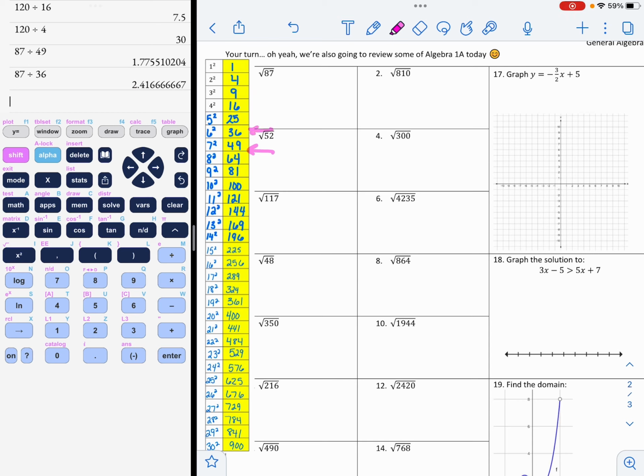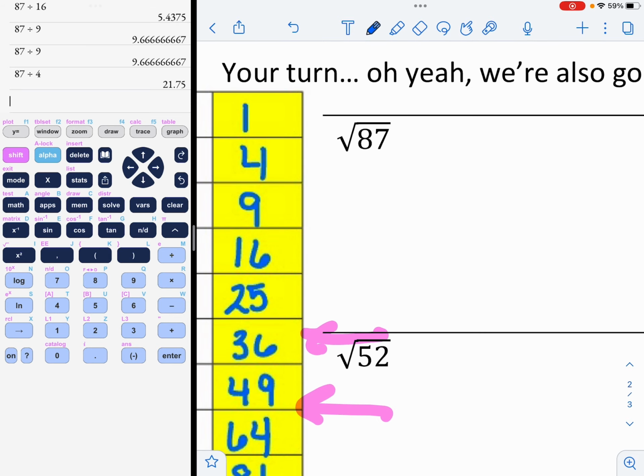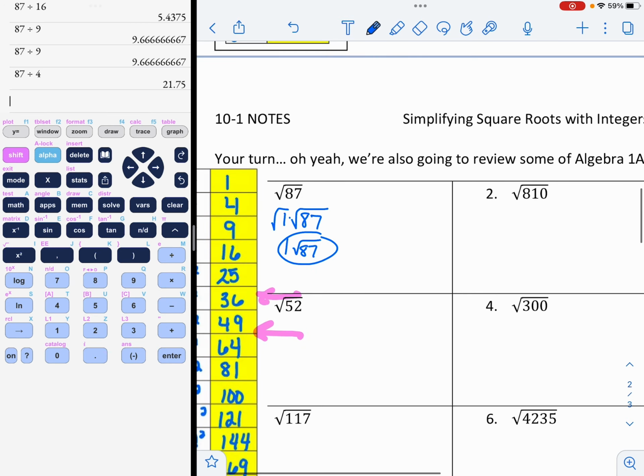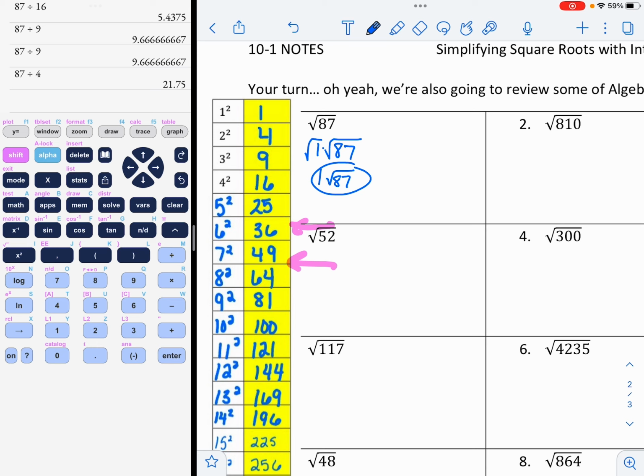So I'm going to go to 36. Does not work. Next lowest number on the list is 25. Does not work. Next lowest number on the list is 16. Does not work. Next number down the list is 9. Does not work. Next number on the list is 4. Does not work. So believe it or not, the only thing that goes into 87 is the 1 times the 87. So I'm going to have the square root of 1 times the square root of 87, which is 1 square root of 87 at the end. 87 is prime. No, it's not prime. There's no perfect squares that go into it. Yeah. All right, number 2.